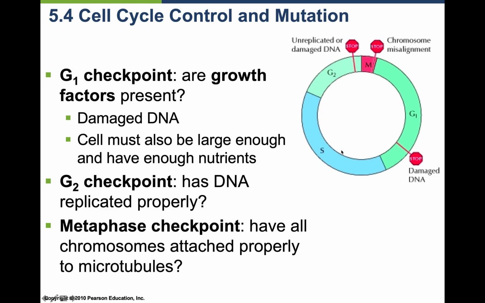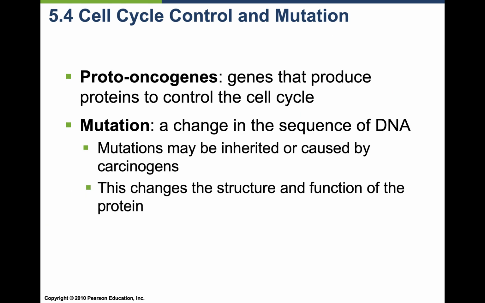So you have what we call the G1 checkpoint. Remember, you come out of G0 into G1, so there's the G1 checkpoint, and it's really just looking for damaged DNA. The cell also has to be large enough and have a good amount of nutrients to pass through cellular division. The G2 checkpoint checks that the DNA is properly replicated. And then last but not least, the metaphase checkpoint checks that all the chromosomes are attached properly to microtubules so that they can be pulled to the ends of the cell properly into sister cells.